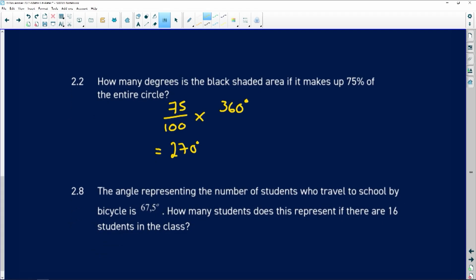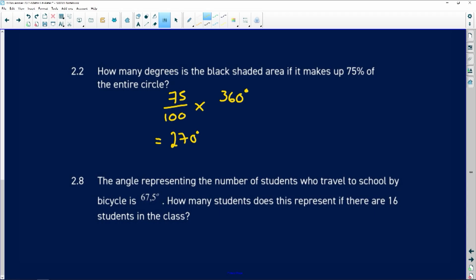Right. Now, the angle representing the number of students who travel to school by bicycle is 67,5 degrees. How many students does this represent if there's 16 students in the class? So, folks, I have 16 students in the class. Of those students, 67,5 degrees of them are actually going to make up the number who come by bicycle.